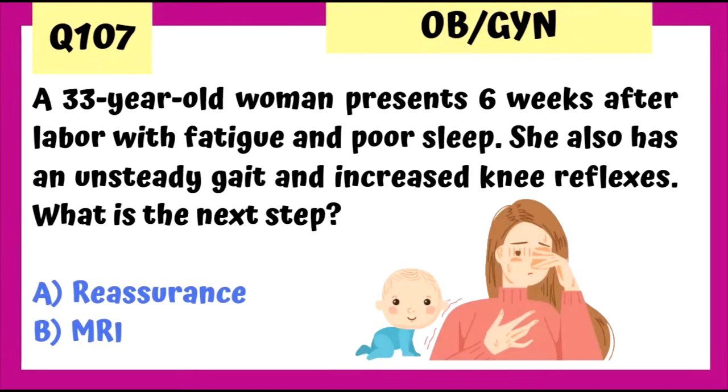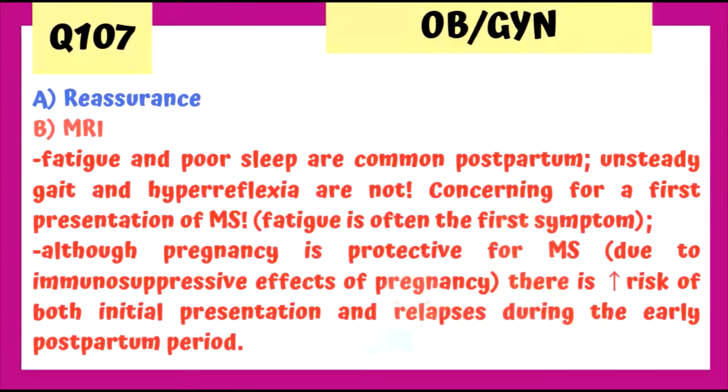Question 107. A 33-year-old woman presents 6 weeks after labor with fatigue and poor sleep. She also has an unsteady gait and increased knee reflexes. What is the next step? Not reassurance, because this might be the first presenting symptom of her MS. Okay, there's an increased risk postpartum. Pregnancy is protective, but postpartum is an increased risk, both in terms of initial presentation and relapses.